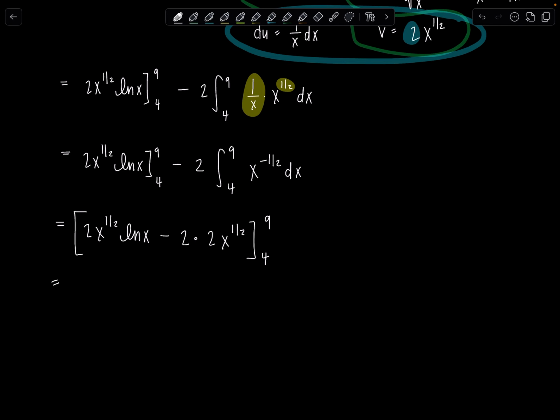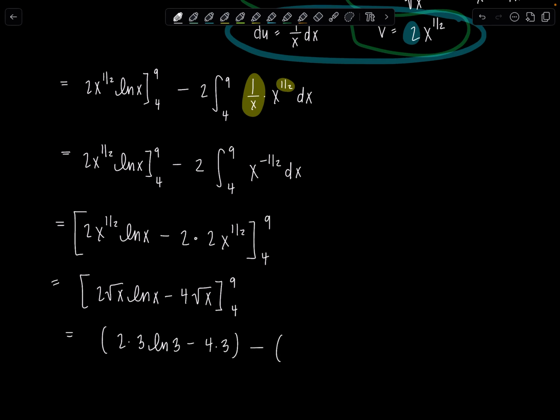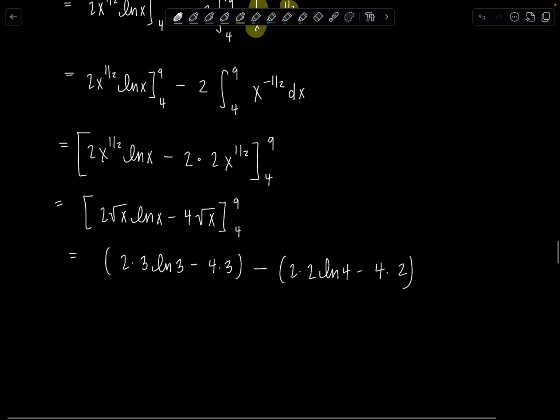Okay, just to make it a little easier, let me write this as 2 rad x ln of x minus 4 rad x, if that helps you, from 4 to 9. And then let's see what we have. This is 2 times square root of 9 is 3, ln of 3, minus 4 times 3, that's the upper limit, minus lower limit would be 2 times square root of 4 is 2, ln of 4, minus 4 times 2. So what do we have here?